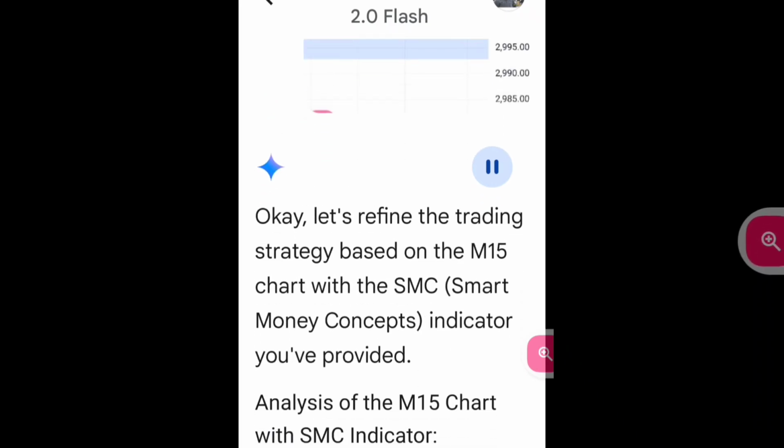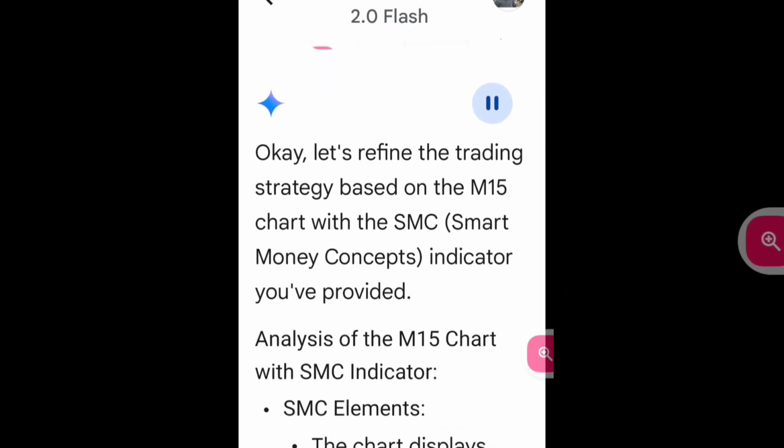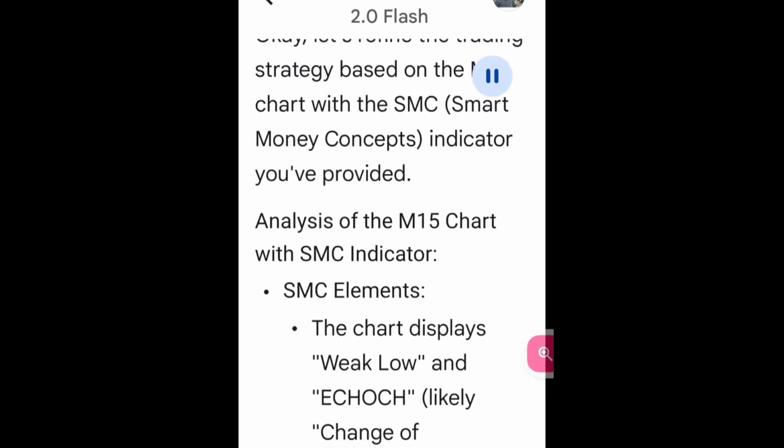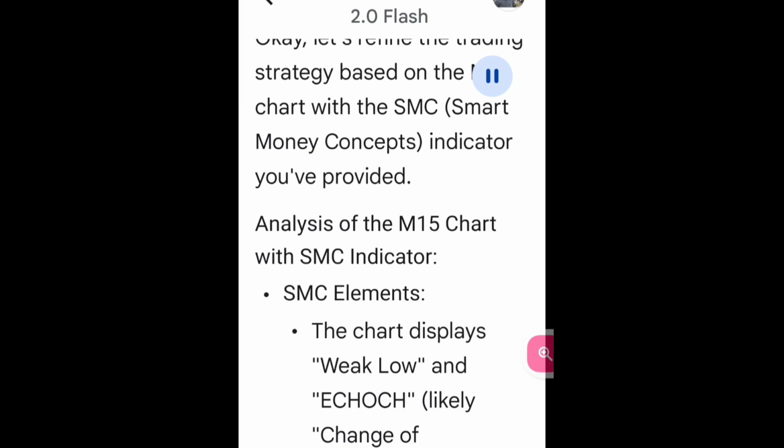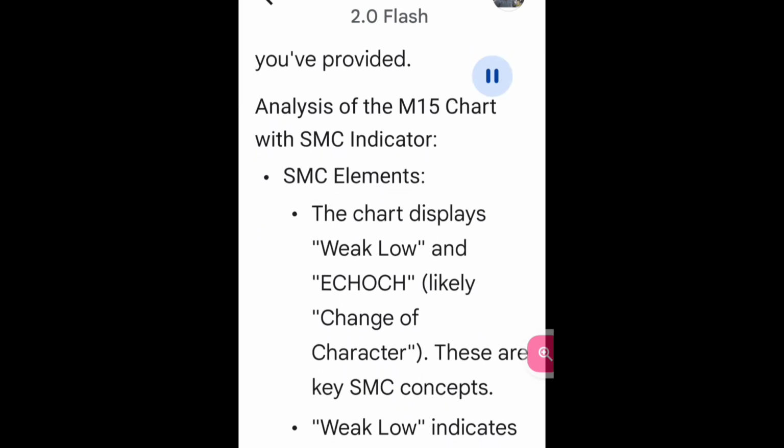Okay, let's refine the trading strategy based on the M15 chart with the SMC, Smart Money Concepts, indicator you've provided. Analysis of the M15 chart with SMC indicator, SMC elements.